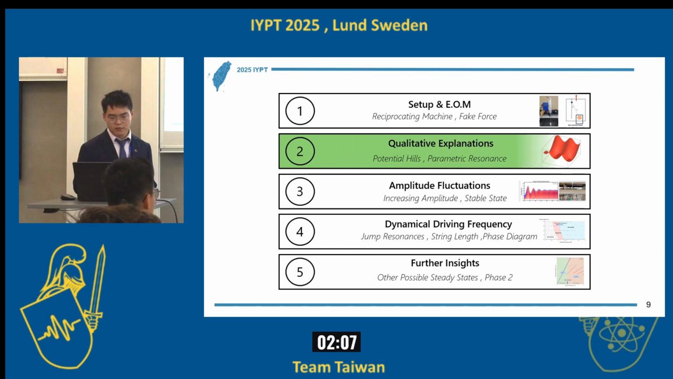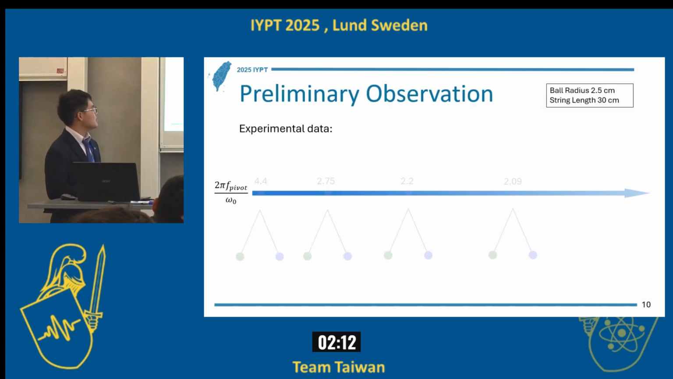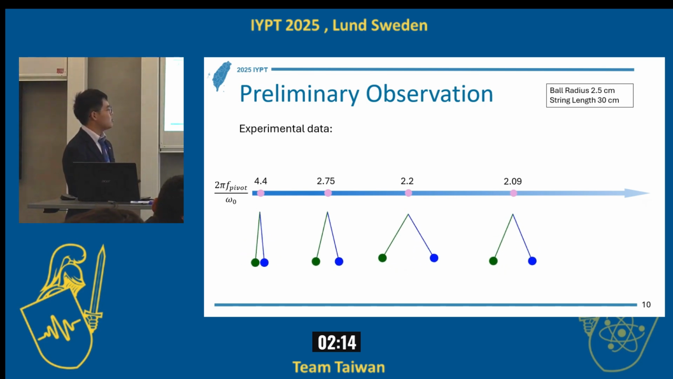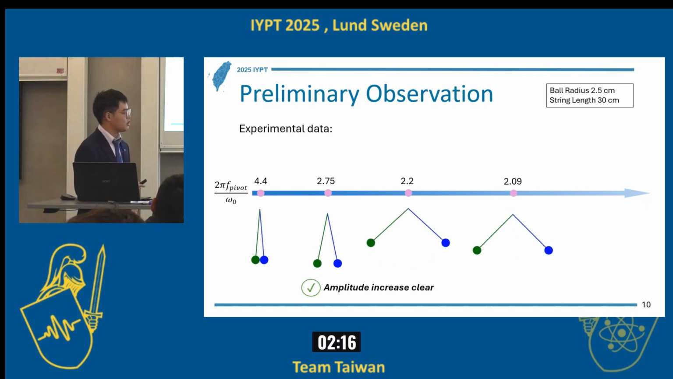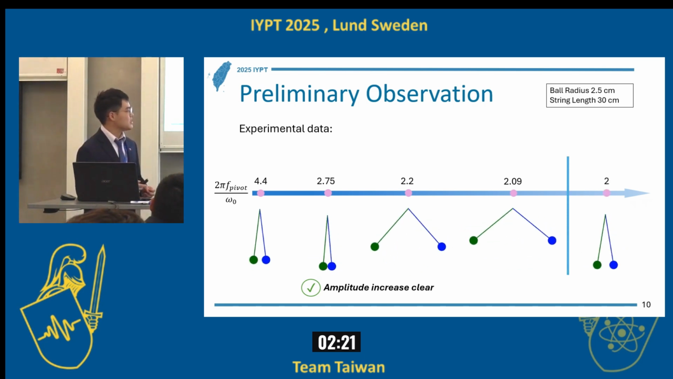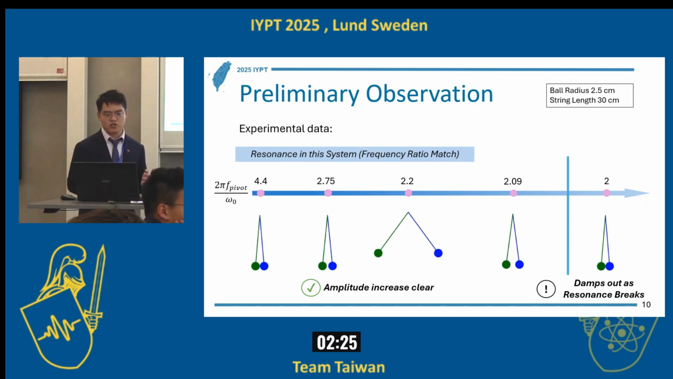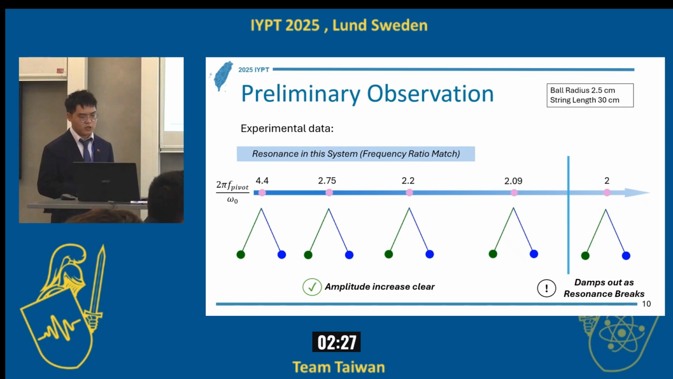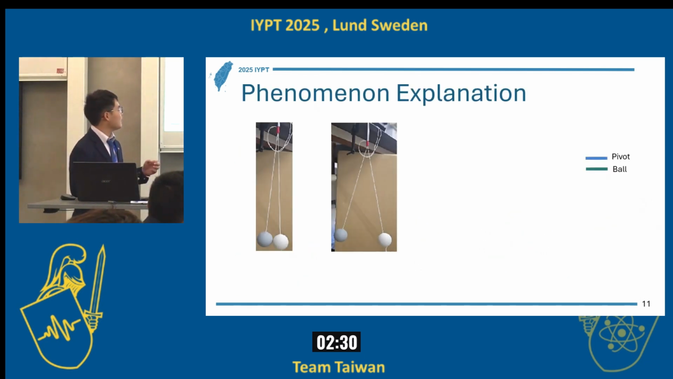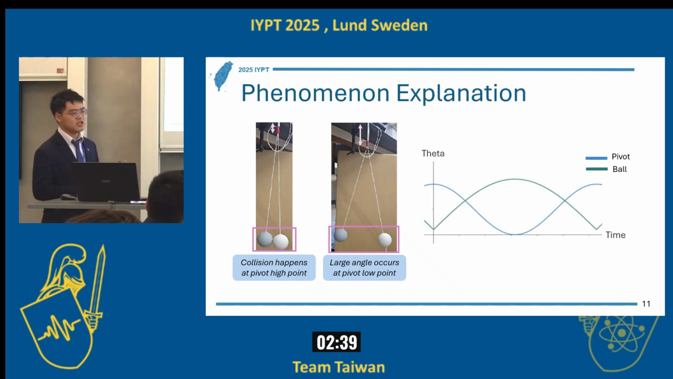Next, let's move on to my qualitative explanations. In my experimental data, we can see that as the frequency ratio reaches 2, there is a clear increase in the oscillation amplitude. While at exactly 2, the system damps out as the resonance breaks, demonstrating a frequency ratio match of the system. For the phenomenon explanation, we have observed that at the pivot's highest point, the two balls will collide, and at the pivot's lowest point, a large angle will occur, demonstrating a phase difference in the phenomenon.